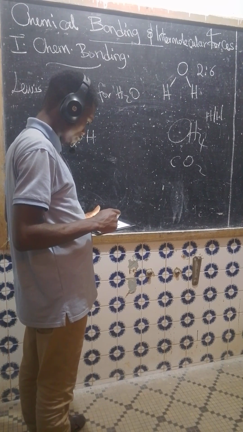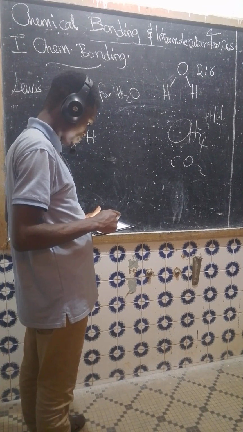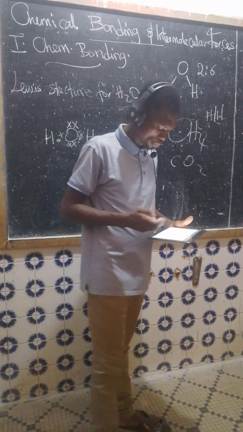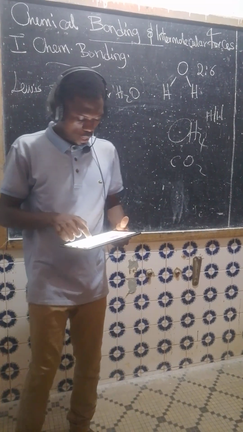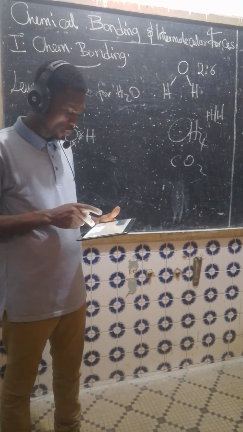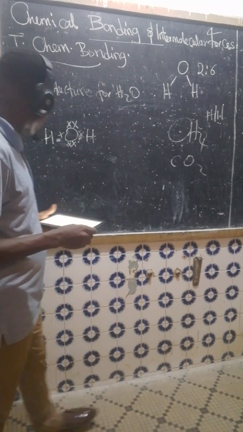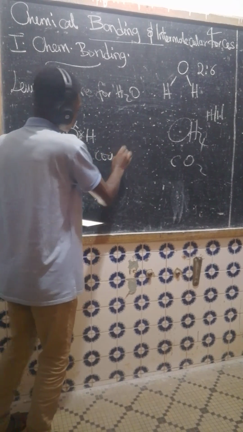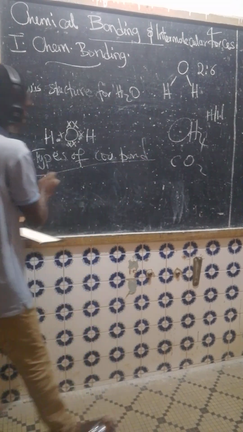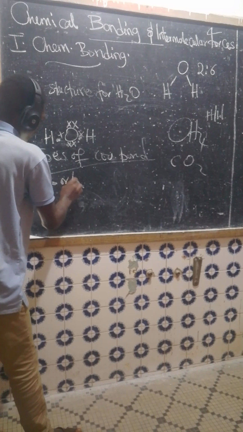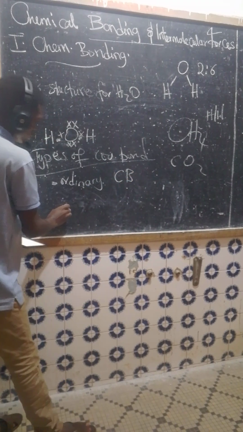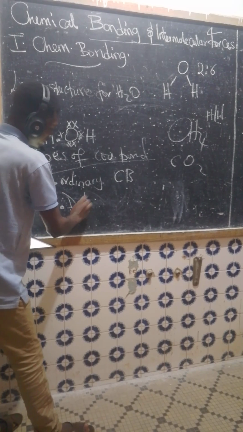I think we have just spoken about covalent bond. Now, there are 2 types of covalent bond. Let's look at that. Types of covalent bond. We have ordinary covalent bond, and then we have dative covalent bond.